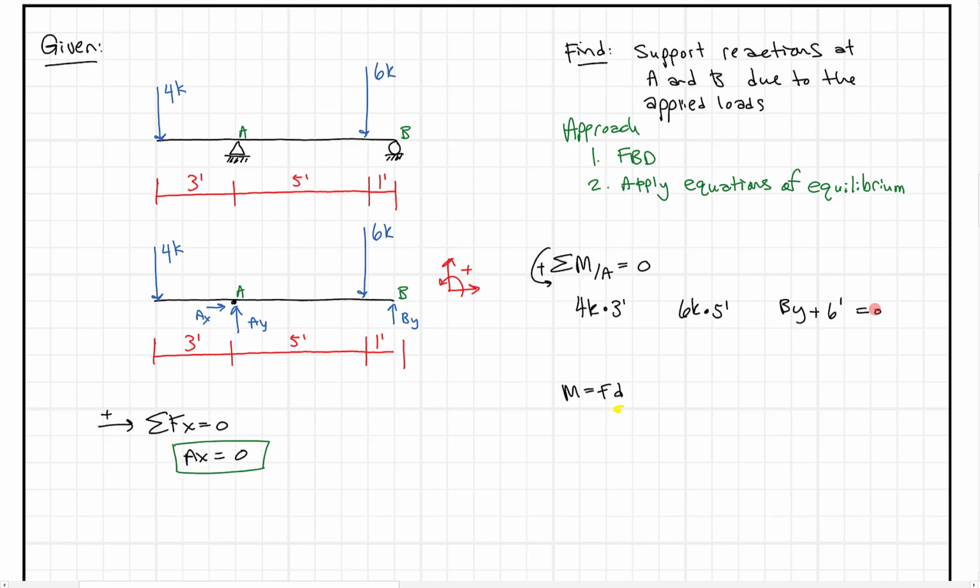All of this needs to equal 0, but now we need to write the signs in. When I do my signs, one of the ways I think of it is to put my pencil on point A, and you can literally pull the paper in the direction of the 4 kips.